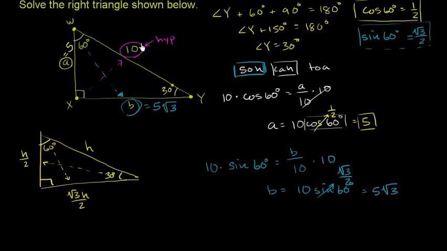The hypotenuse is 10. The shortest side, which is opposite the 30-degree angle, well, that's going to be half of it. So that's going to be 5. And then the side opposite the 60-degree angle is just going to be square root of 3 times the shortest side. So it's 5 times the square root of 3.